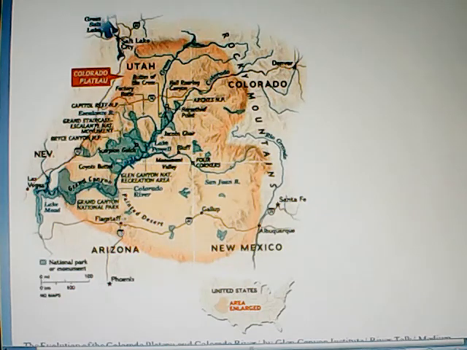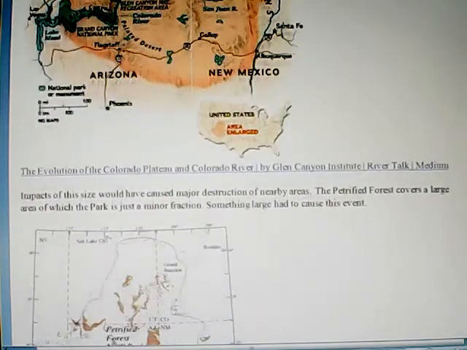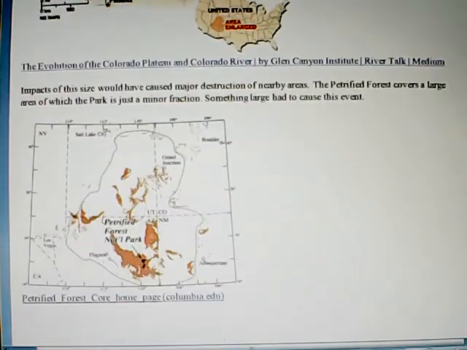Okay, Colorado Plateau. Impacts would have caused major destruction of nearby areas. Petrified forest covers a large area, of which the park is just a minor fraction. Something large had to cause this event. Okay, you can see the petrified forest here, and there are petrified trees all over this area.